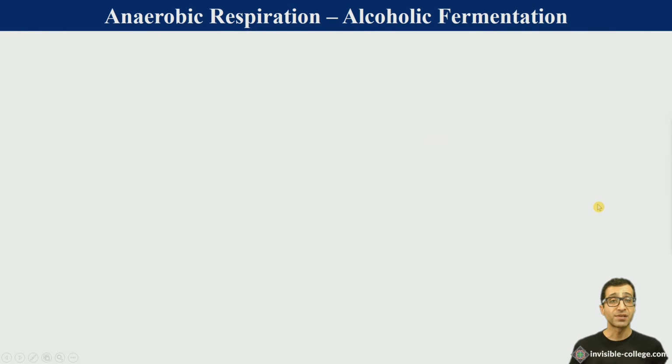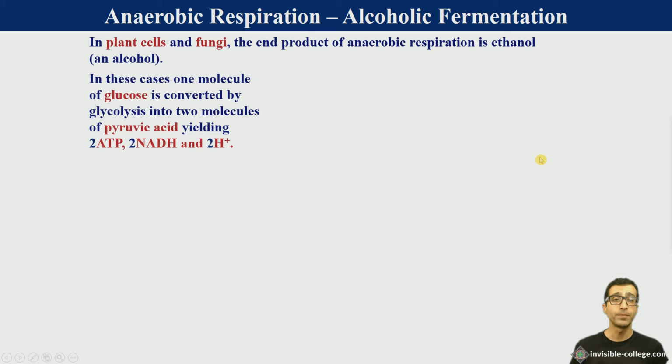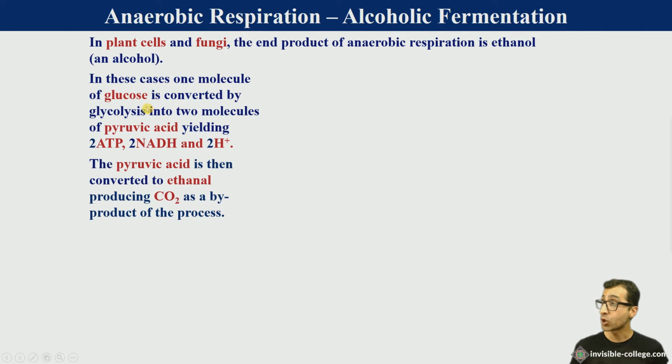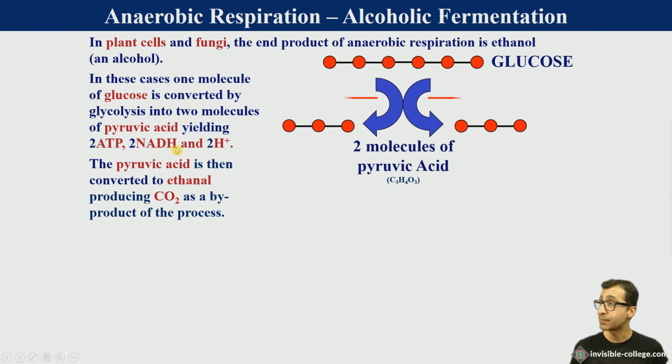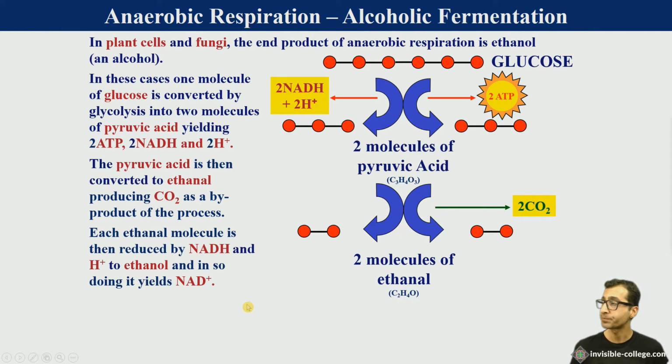So in plant cells and fungi, the end product of anaerobic respiration is an alcohol, ethanol, and in these cases one molecule of glucose is converted by glycolysis again into two molecules of pyruvic acid, yielding 2 ATP, 2 NADH and 2 H+. Now the pyruvic acid is then converted into this aldehyde, ethanal, and 2 molecules of it, because we start with 2 molecules of pyruvic acid, and also this produces CO2 as a byproduct of the process.